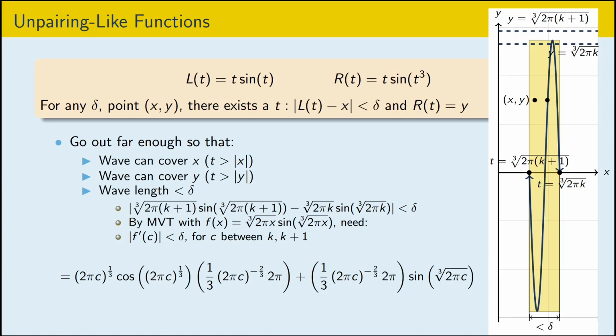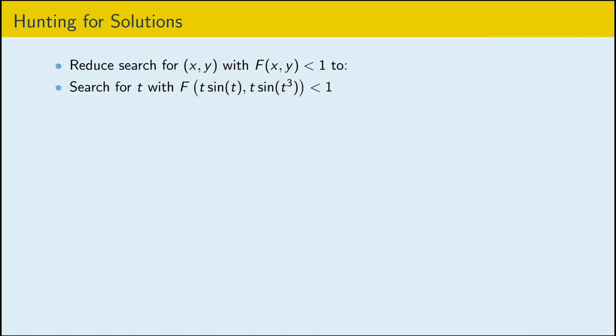Beyond a certain point, t sine of t will achieve the desired x values in a roughly periodic way. So this will give us a wave whose bounding rectangle contains the point xy, and whose width is less than delta, and finally we can pick a point on that wave that has the exact right y value, and because the width of the wave is less than delta, the x-coordinate of our point on the graph will be within delta of x. Again, our goal here is to reduce a two-dimensional search for some point xy with f of xy strictly less than 1 to a one-dimensional search for some t with f of t sine of t sine of t cubed being strictly less than 1.